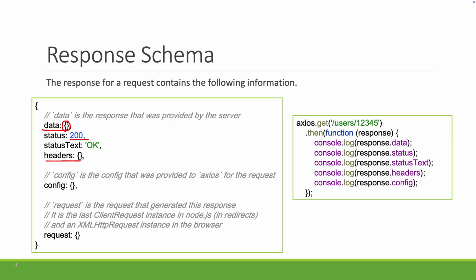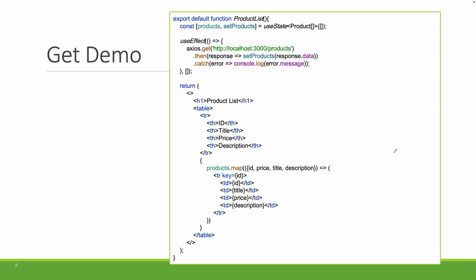You can get the header information and the configuration. We can also get the request, which is the entire request. So if we have Axios get with a particular user URL, then when we do then, in the response we'll get everything: data, status, and all other things. Now let's have our first demo.